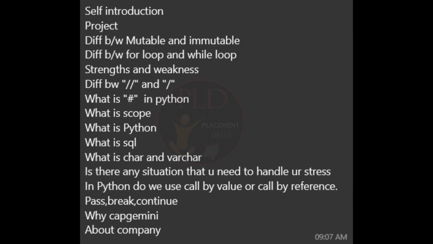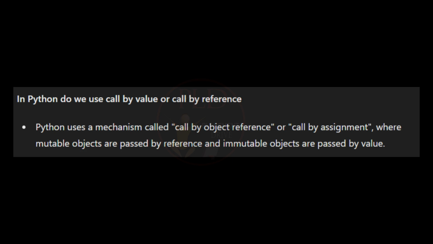And the 12th question is is there any situation that you needed to handle stress? And the 13th question is in Python, do we use call by value or call by reference? And the answer is Python uses a mechanism called call by object reference or call by assignment, where mutable objects are passed by reference and immutable objects are passed by value.